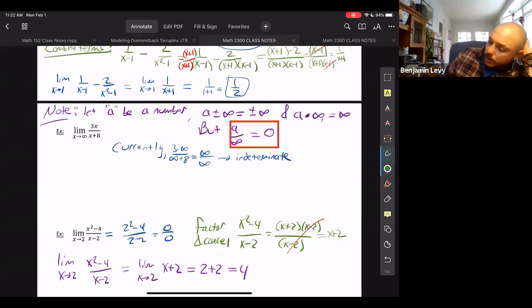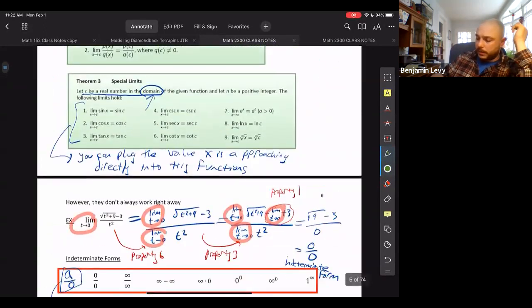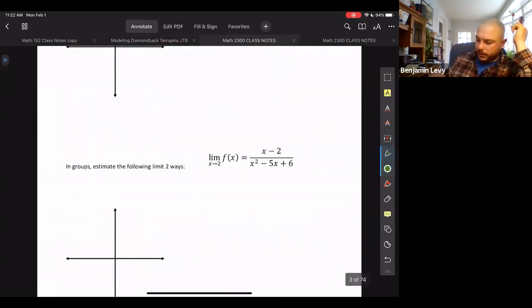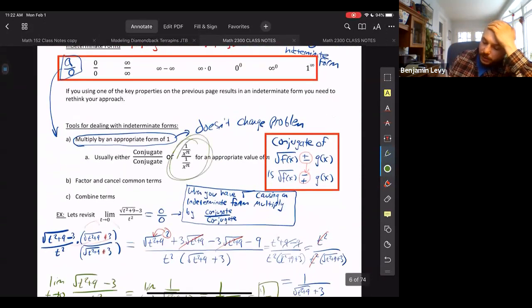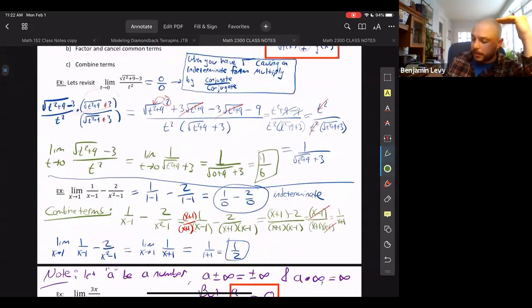And so the idea then is if we have an indeterminate form that's caused by an infinity like this, what we want to do is multiply by 1 over x to the n, where n is the biggest power in the problem.